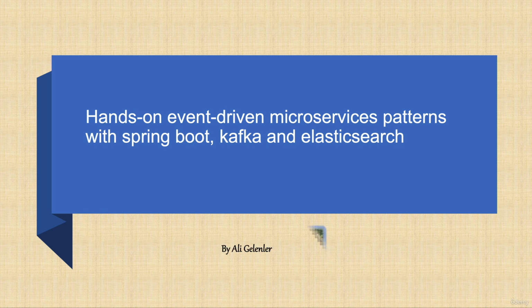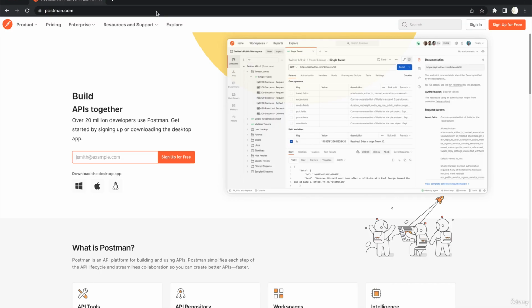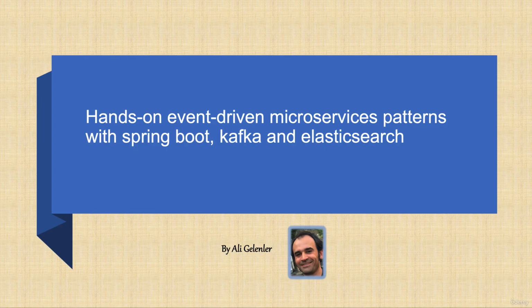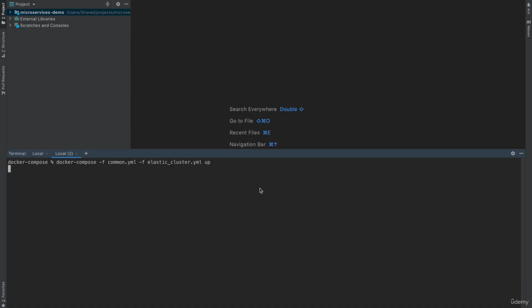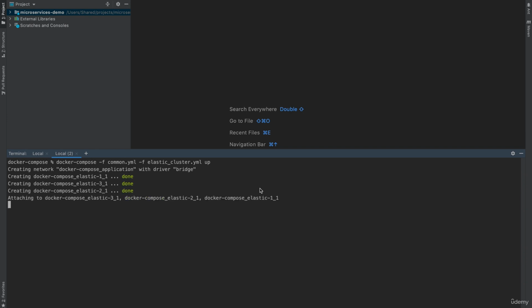Alright, in this section, we will learn how to query Elasticsearch using its DSL. And we will use Postman to send our HTTP requests. So if you haven't installed Postman yet, please go and install it from postman.com. Remember to run your local Elastic cluster also before continuing with this lecture. You can use the docker-compose -f common.yml -f elastic-cluster.yml up command to run your local Elasticsearch cluster.